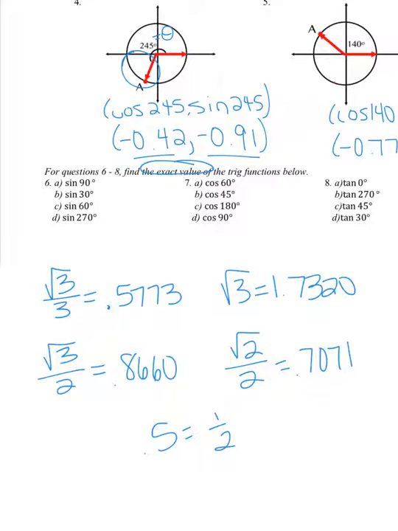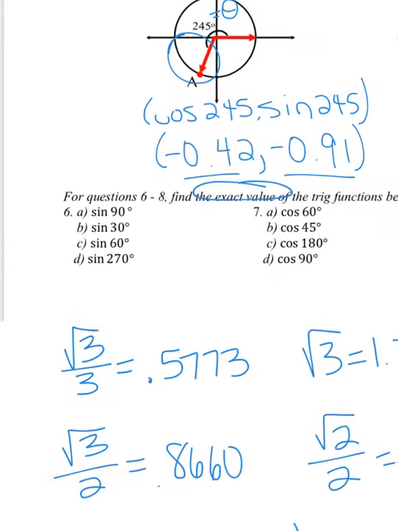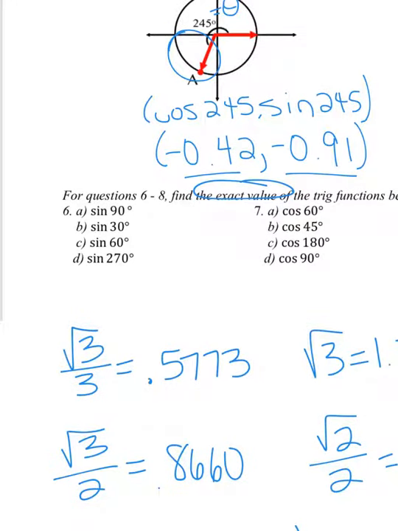So these, you can type all of them into your calculator. However, these are all degree measurements, which means your mode should be in degrees. When I type in for number 6, these are all sine. When I type in the sine of 90, I get 1. The sine of 30 is 1/2.